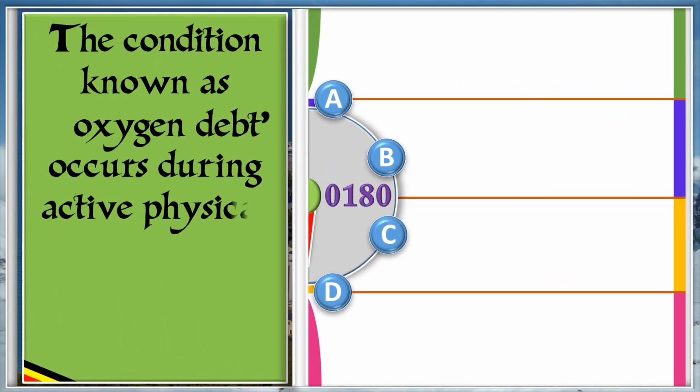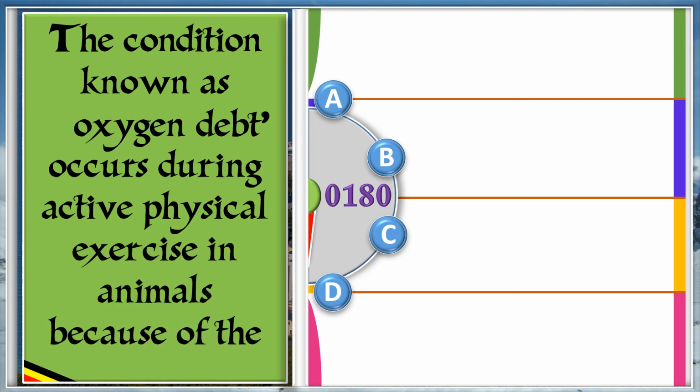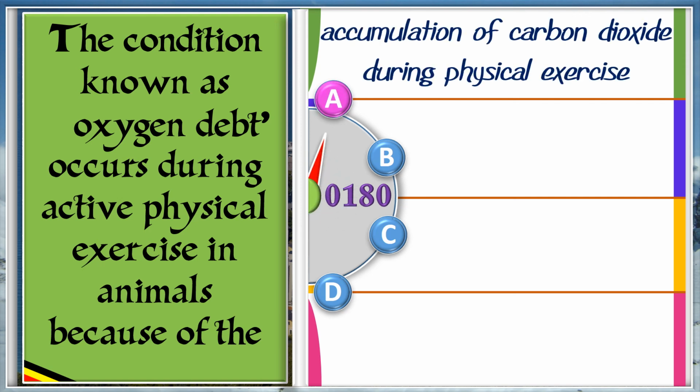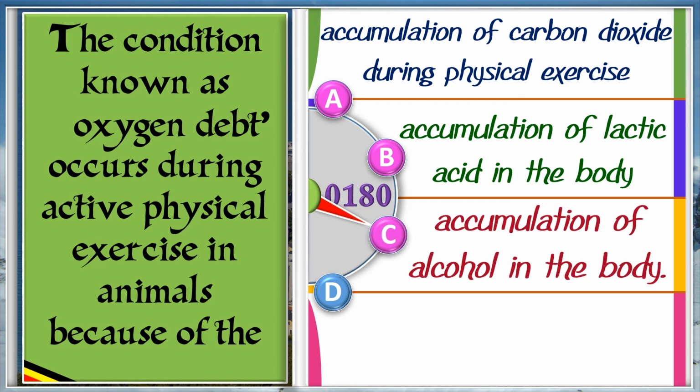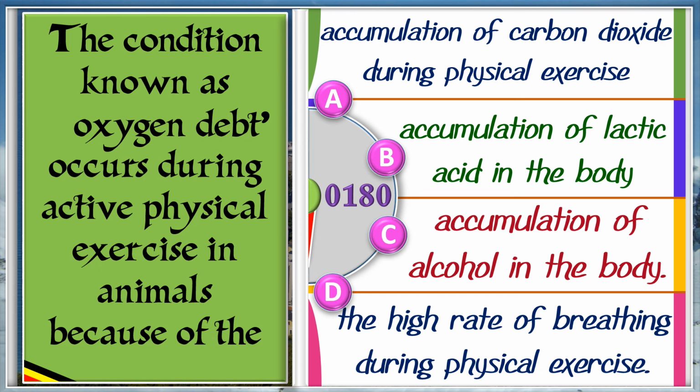The condition known as oxygen debt occurs during active physical exercise in animals because of the: A. Accumulation of carbon dioxide during physical exercise. B. Accumulation of lactic acid in the body. C. Accumulation of alcohol in the body. D. The high rate of breathing during physical exercise. And the answer is B. Accumulation of lactic acid in the body.